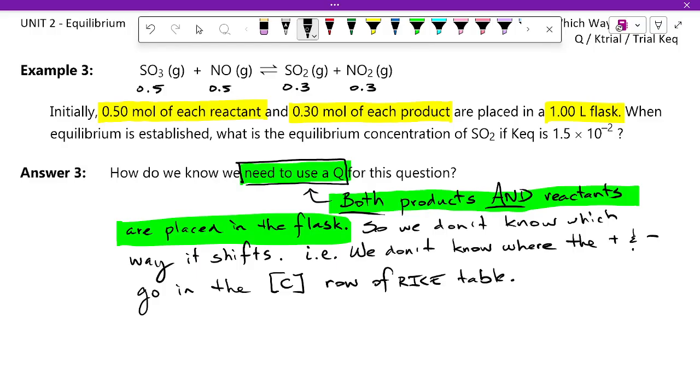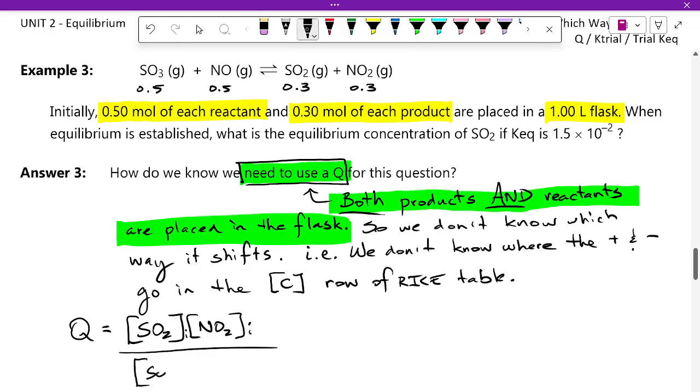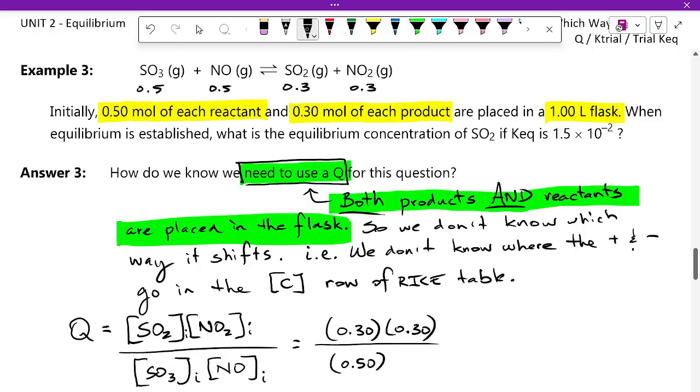So let us give ourselves a Q here. Q is SO2, NO2, both of those are initial, over SO3, NO, and we have our products are 0.30 each, and our reactants are 0.50 each.